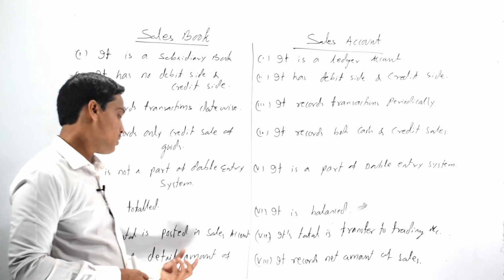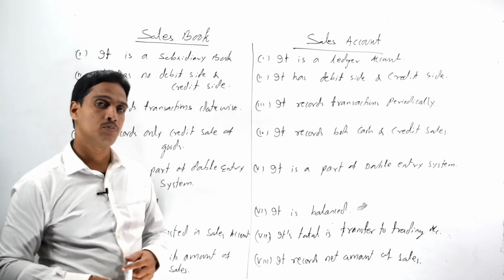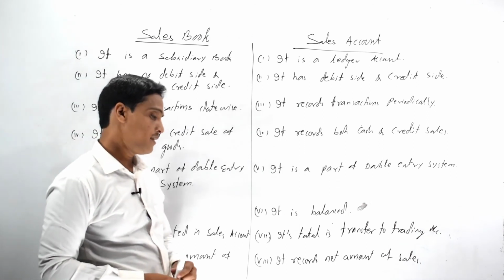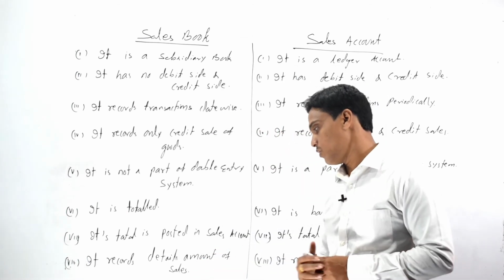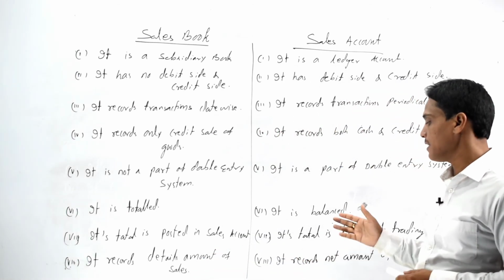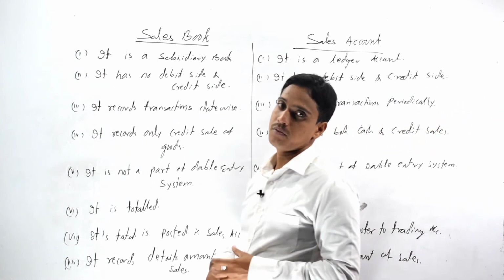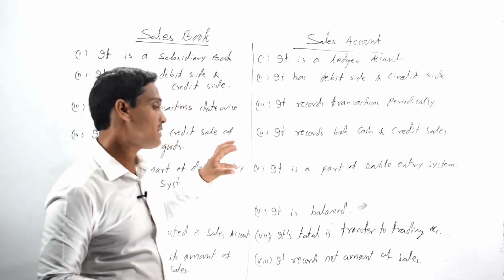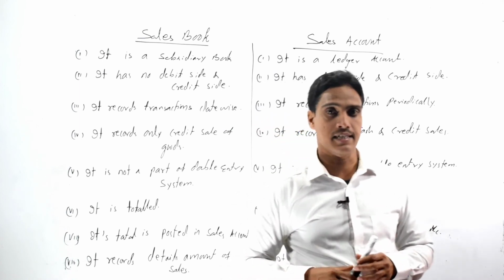Then the last but not the least difference between sales book and sales account is it records detailed amount of goods sold, whereas our sales account records the net amount of the goods sold. So these are the basic differences between our sales book and sales account.